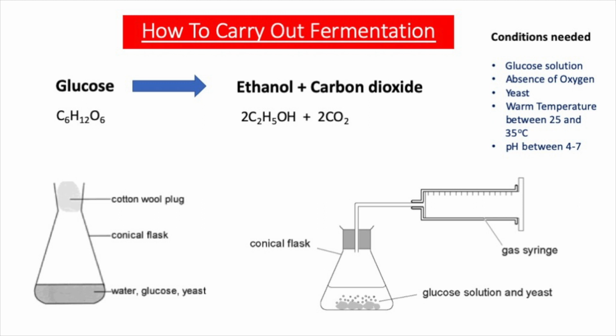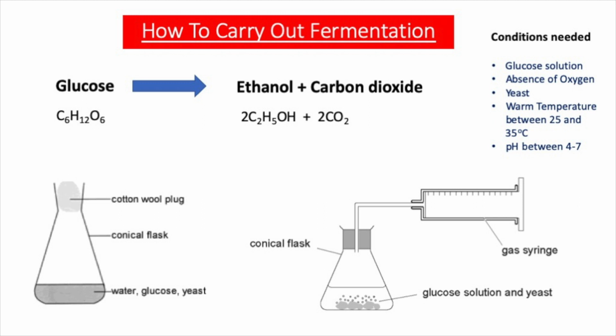You also need a warm temperature, around between 25 and 35 degrees C. And finally, you need a pH of between about 4 and 7. And if you have these conditions, these are the optimum conditions for fermentation to take place.